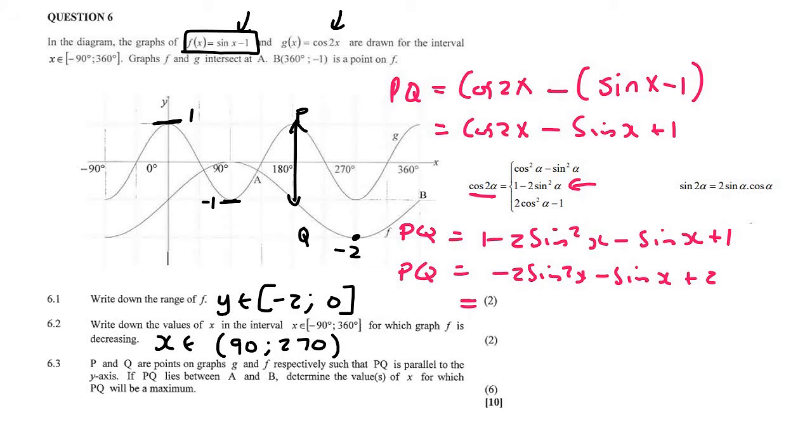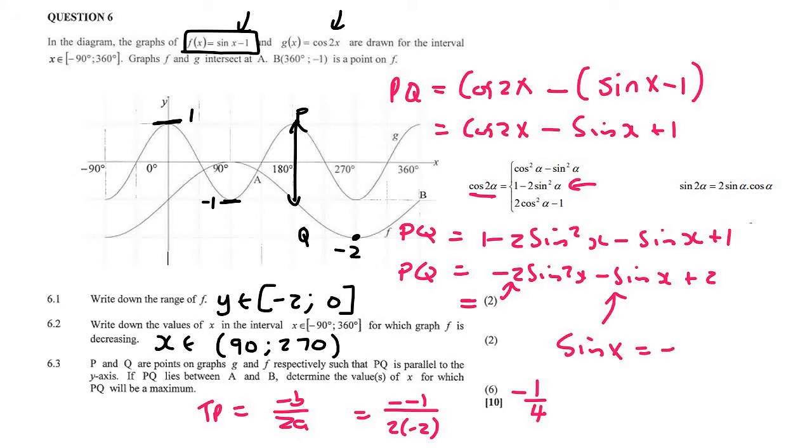Alright, so what we can do is use negative b over 2a. We're trying to find the turning point, and that's going to be negative b over 2a, where your b value is negative 1, so that's negative 1 over 2 times negative 2. And that's going to give us negative a quarter. So normally in grade 11, you would say x equals negative a quarter, but now we're going to say sin x equals negative a quarter.